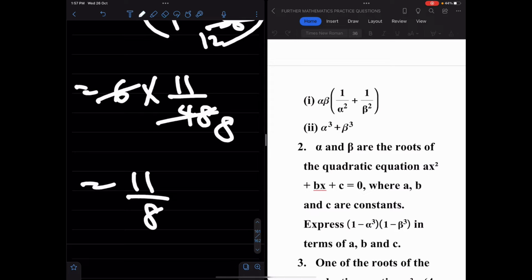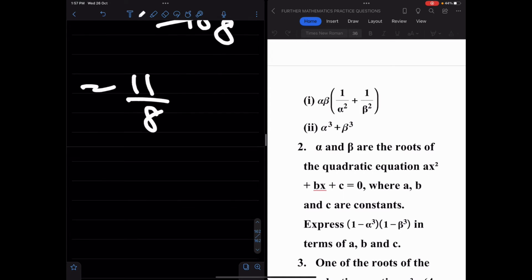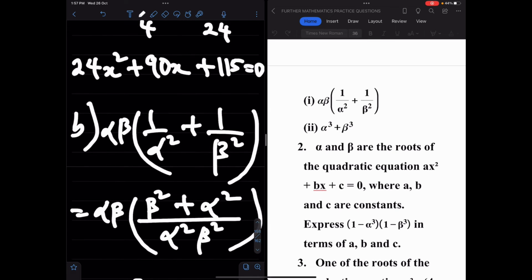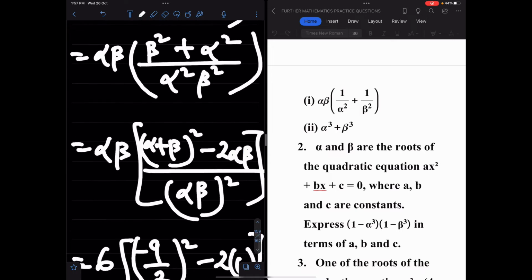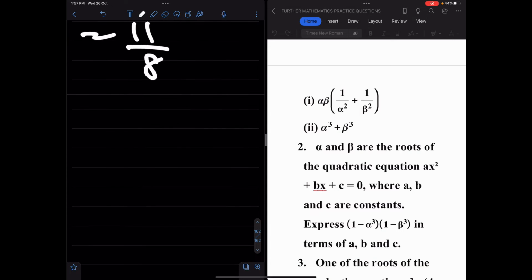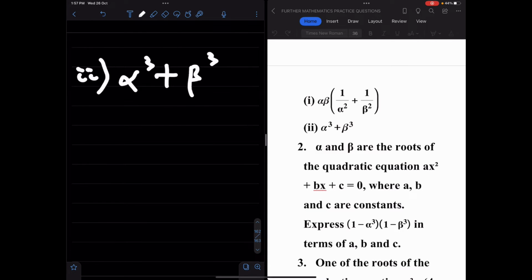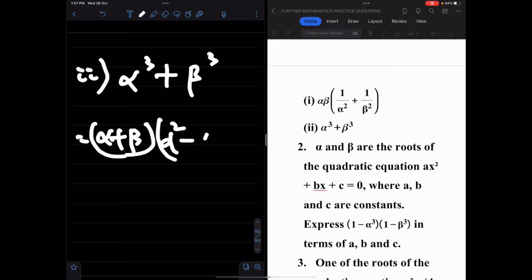Very, very simply. Now that's B Roman figure 1. There's a B Roman figure 2. Now let's go to B Roman figure 2 very quickly. Find the value of alpha cubed plus beta cubed. Alpha cubed plus beta cubed is the same as alpha plus beta into bracket alpha squared minus alpha beta plus beta squared.